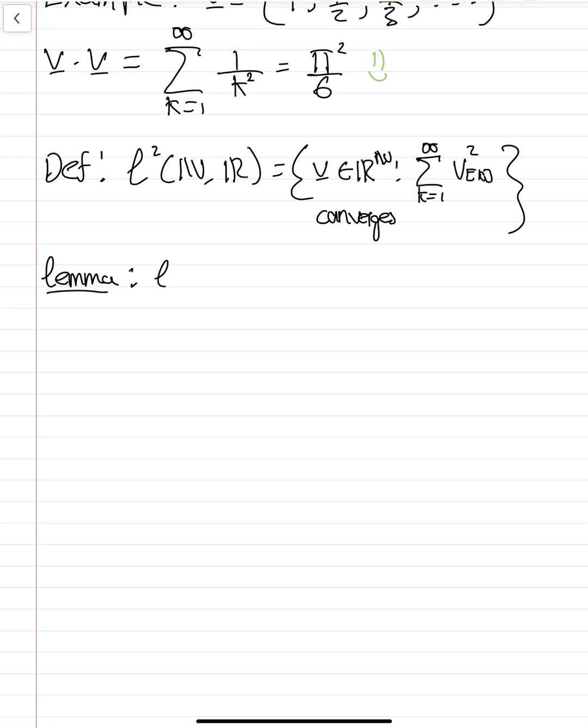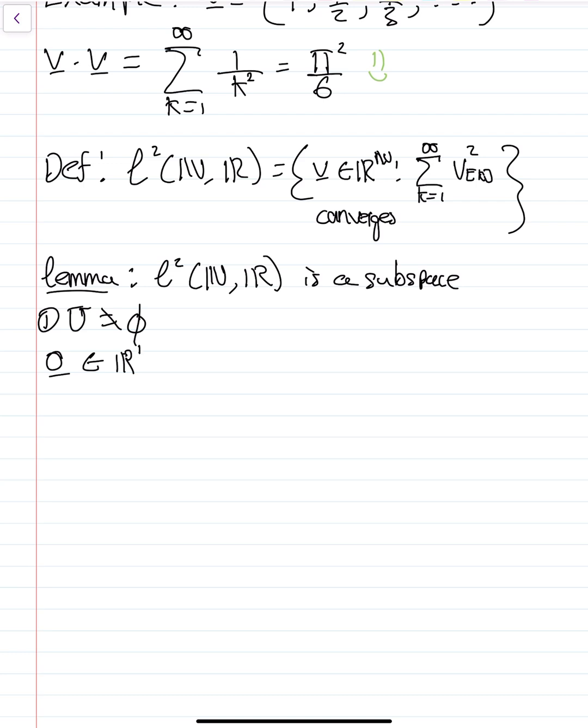So the claim is that L2 over R is a subspace, of course, of R to the n. To show this, the first claim I need to show is that it's non-empty. If U is a vector space and I'm trying to show U is a subspace, I need to show that U is not equal to the empty set. Well, how about we take the 0 vector in R to the n?